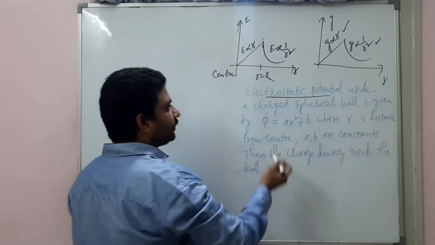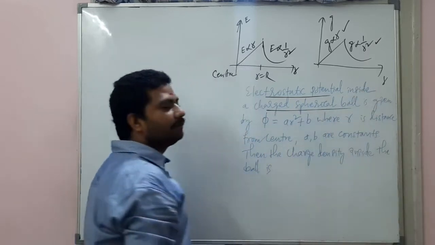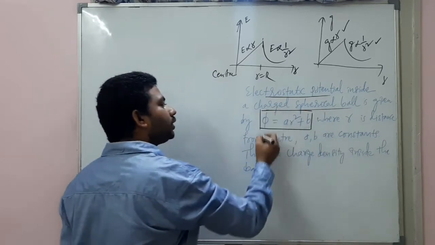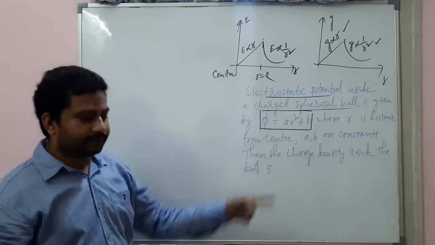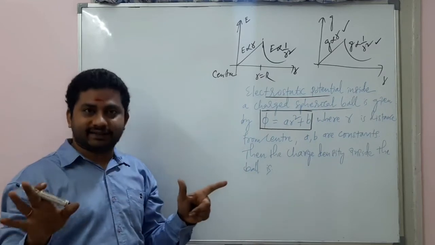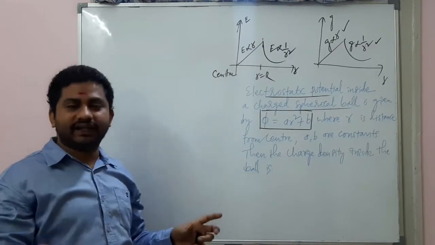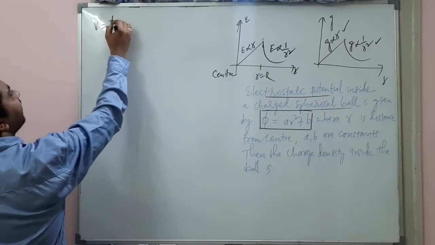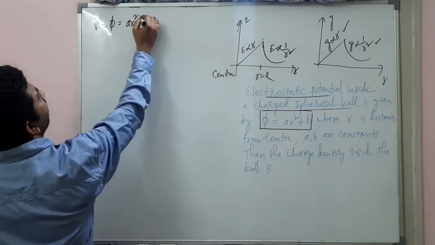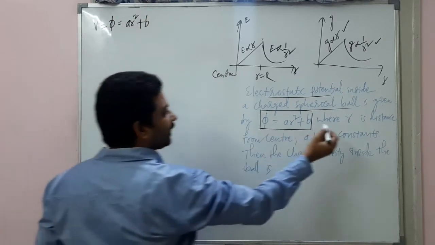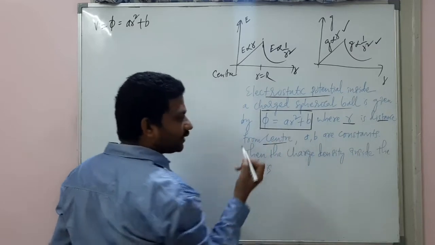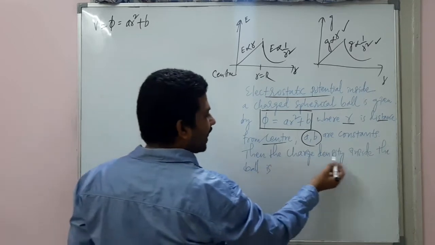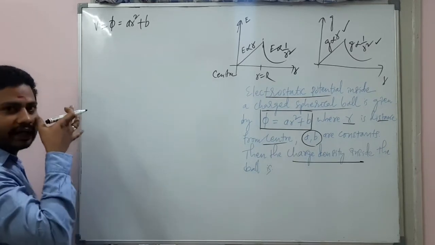Electrostatic potential inside a charged spherical ball is given as phi equal to A r square plus B. Remember, it's not electric flux; to confuse you, they have given it like this. Electrostatic potential V is equal to phi, which is A r square plus B, where r is the distance from the center, and A, B are constants. Now, they are asking for the charge density inside the ball.